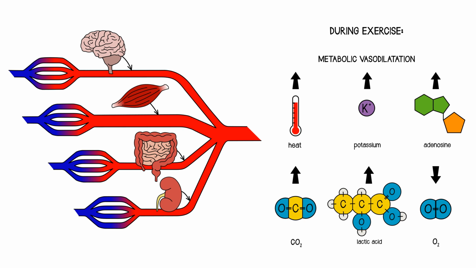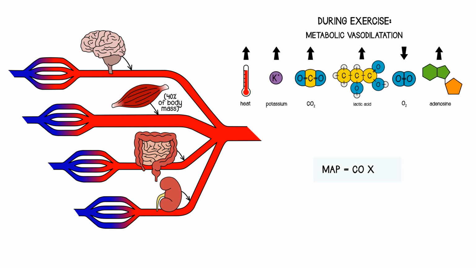But imagine that that's all that happened. Skeletal muscle in your body represents something like 40% of your body mass. And if you were using all of your muscles at once, and as a result you were getting metabolic vasodilatation in all of those arterioles, that's a lot of arterioles. If they were all to dilate at once, total peripheral resistance would drop, and the danger there is that your blood pressure could drop as well.